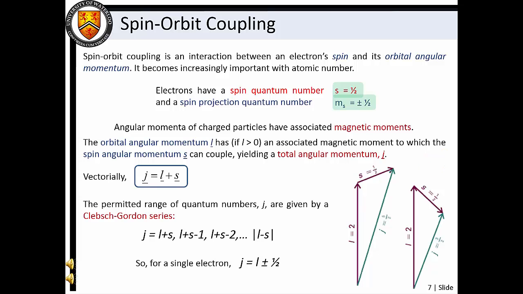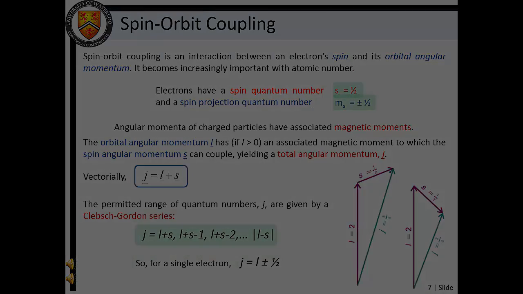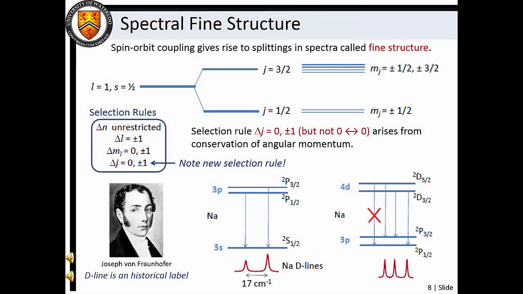We can also determine which values of j are possible for a given L-S combination using a Clebsch-Gordan series. Here we see that the allowed values of j range from L plus s to the absolute value of L minus s in integer steps. So, for a single electron, j equals L plus or minus s. The spin-orbit interaction gives rise to splittings in spectra which are known as fine structure.